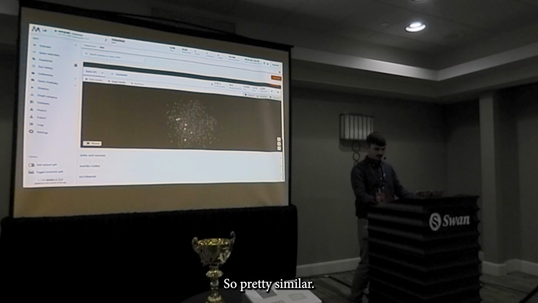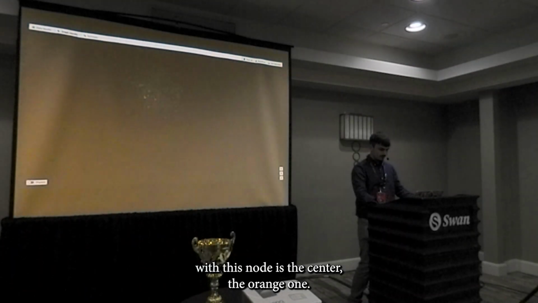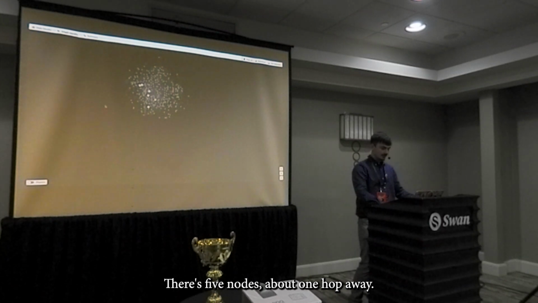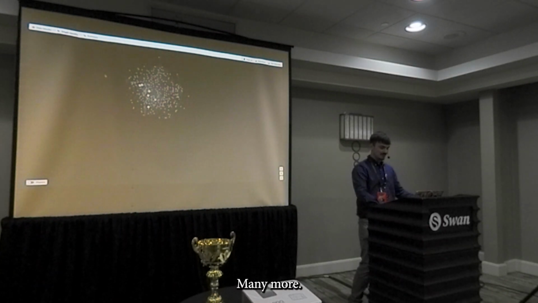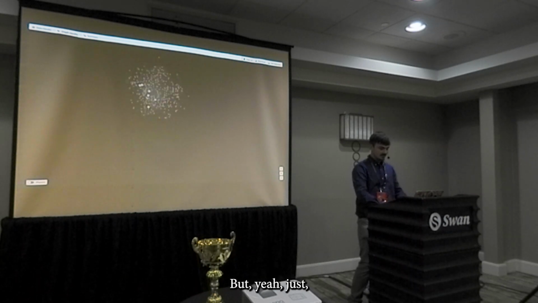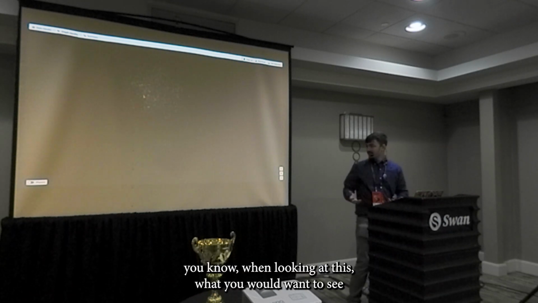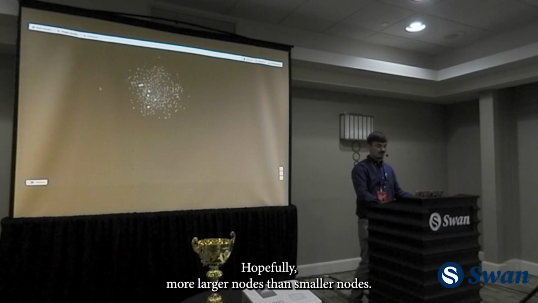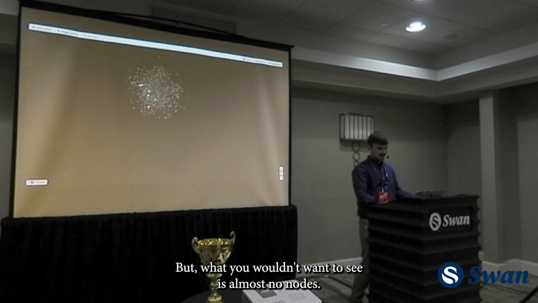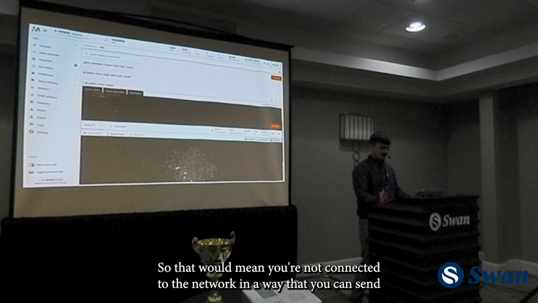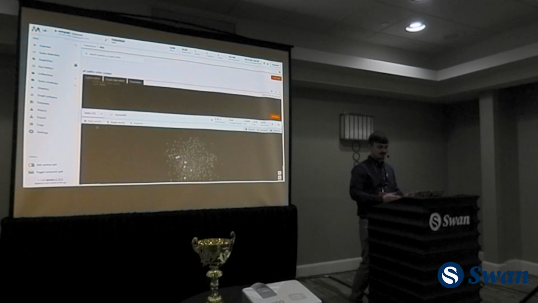All right, so pretty similar. With this node as the center, the orange one, there's 5 nodes about 1 hop away, many more 2, many more 3 hops away. But when looking at this, what you would want to see is something similar to this, hopefully more larger nodes than smaller nodes. What you wouldn't want to see is almost no nodes. That would mean you're not connected to the network in a way that you can send cheap payments.